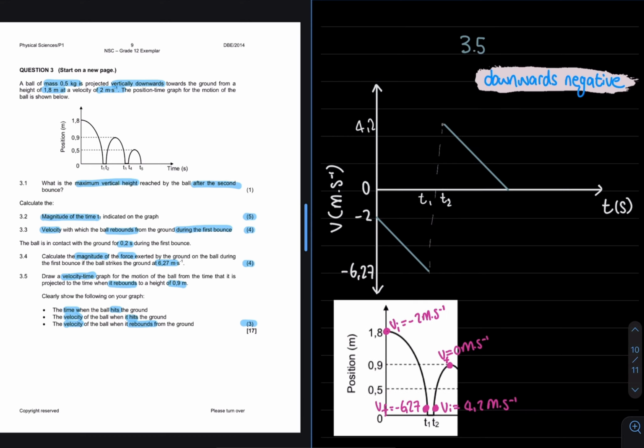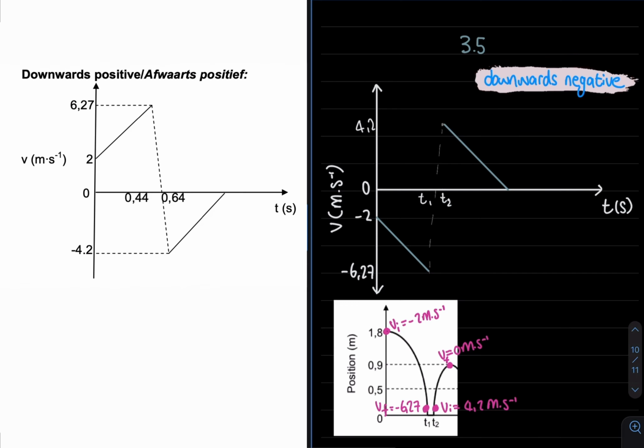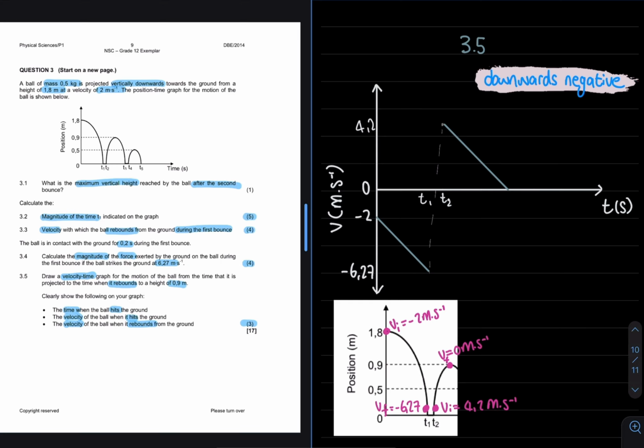For this velocity time graph, I took down to be negative. If you took downwards to be positive, then your graph would be the inverse of this graph. In both cases, it is correct as long as you indicate which direction you took as positive or negative.